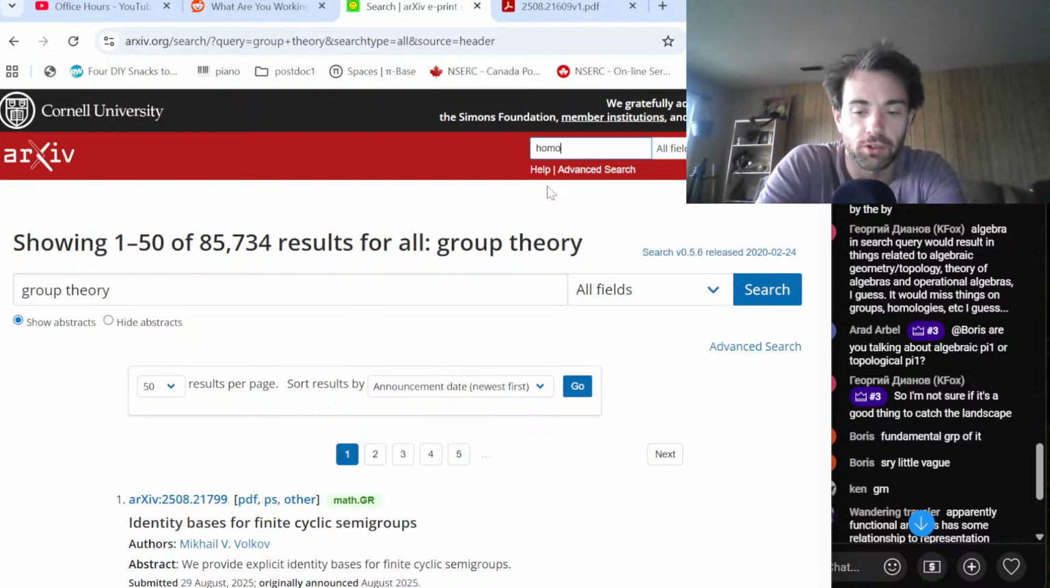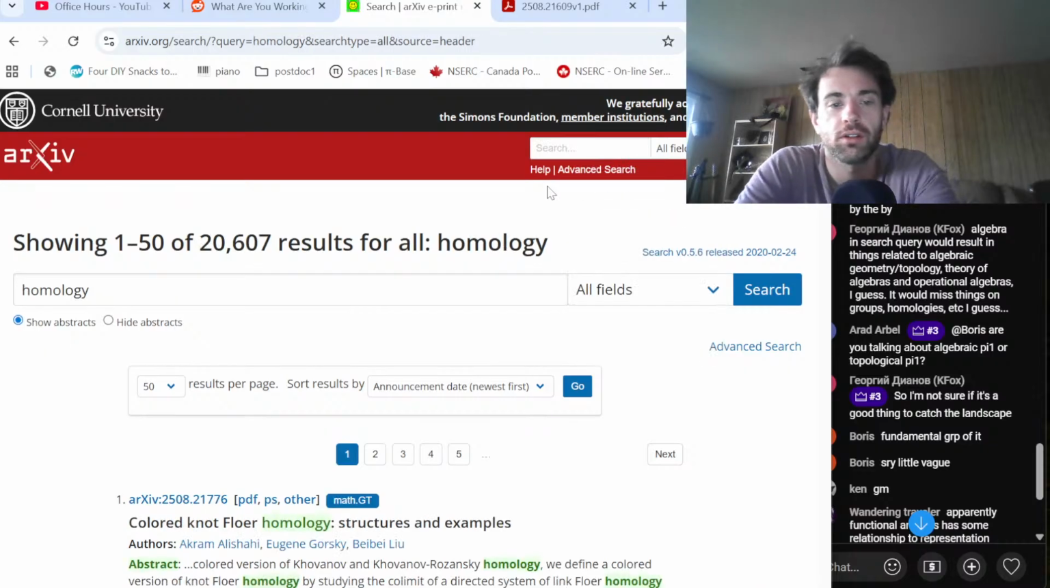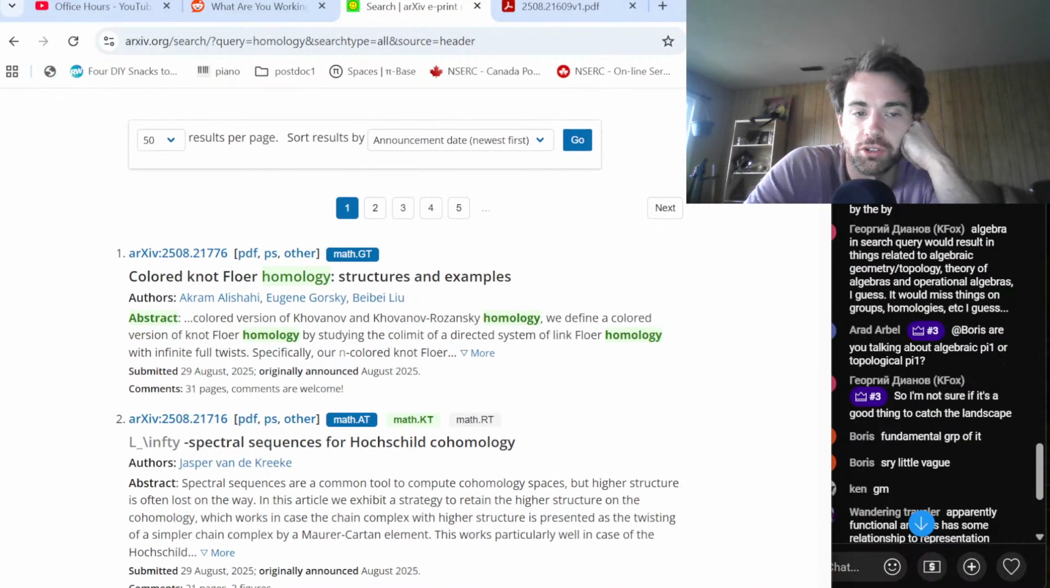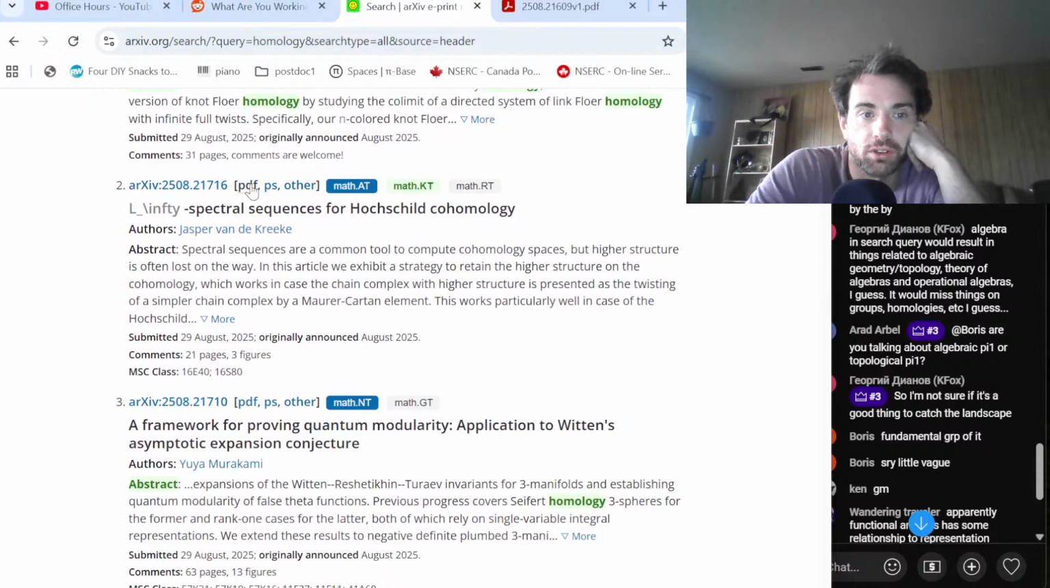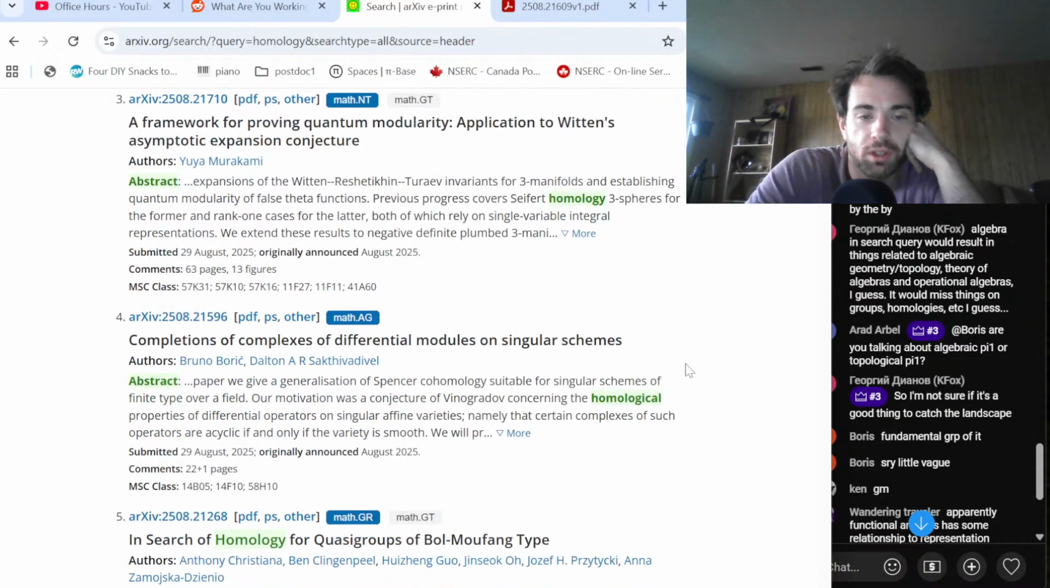Or if you're interested in homology, you know, go click homology, and see things. Look, this came up in algebra and homology. This paper. So, yeah.